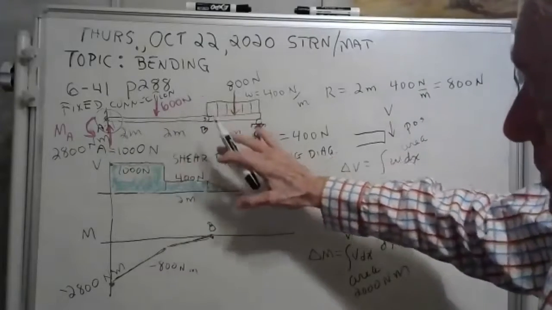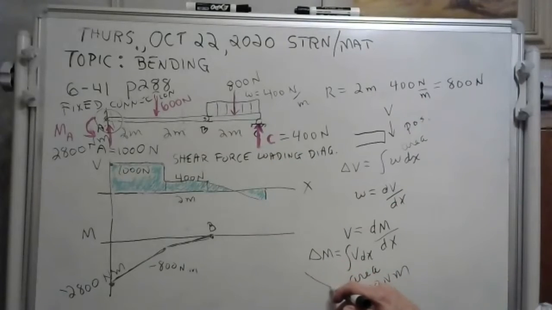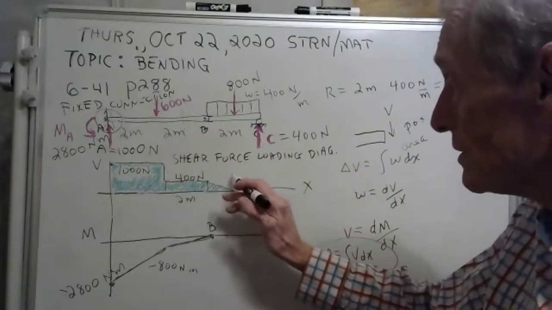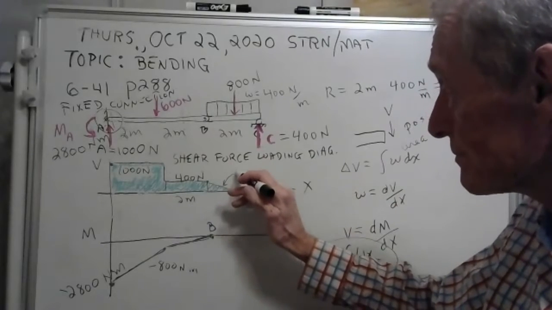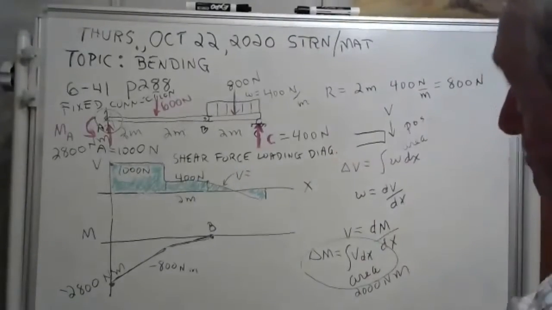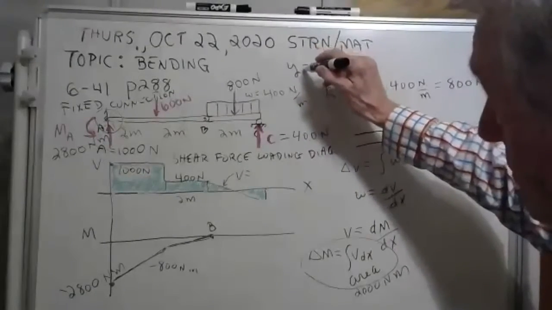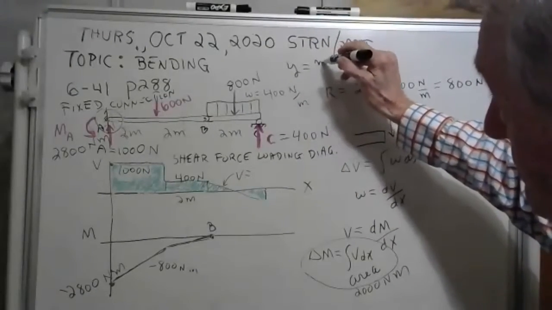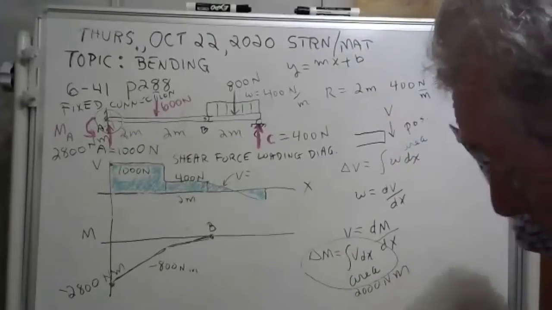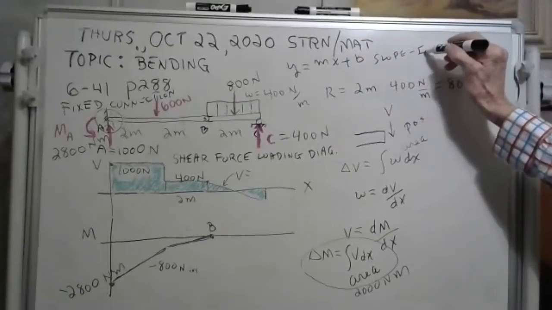Now, what do we do in here? Well, good question. Why don't we use this equation here and we'll solve it. What we need, though, is the equation for this shear force. Now, here's my plan. You guys all know there's a thing called the slope-intercept method. They teach you in school. It's called the slope-intercept method.